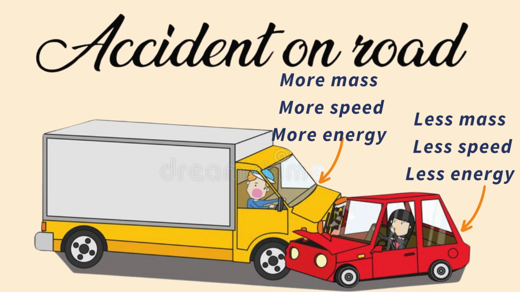So here the truck has more mass, so it has more energy, because it needs more energy to make this heavy truck move, okay? With this more energy, the truck can move faster. So it has more speed. And the car has less mass, less energy, and also less speed, as it gets its speed from the energy. So it has less energy, so it has less speed. Okay?